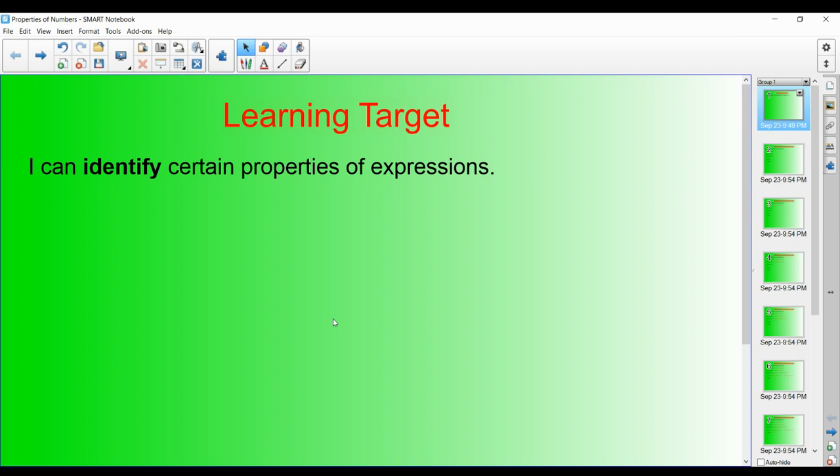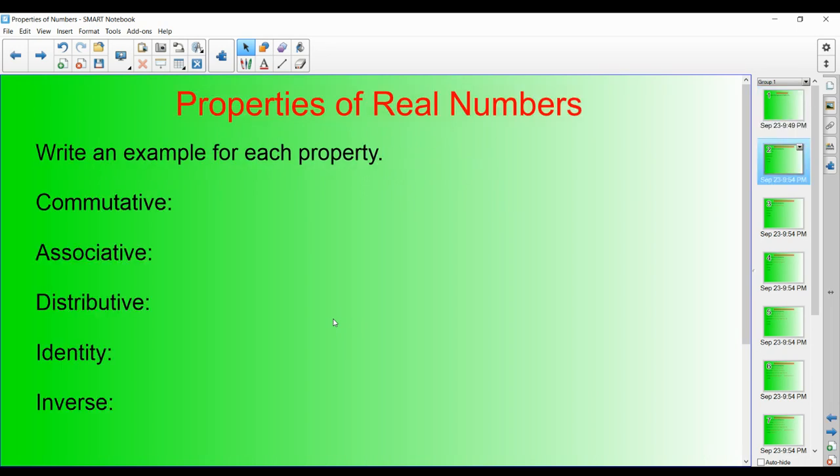Hi everyone. Today we're going to talk about some properties of numbers. We're going to talk about how to simplify an expression or how to rewrite it, how to look at certain addition problems or multiplication problems where it makes evaluating them a little bit easier. So we're going to talk about the commutative, the associative, the distributive, the identity property, and the inverse property today. I'm going to go over some examples of each one and describe what they are.